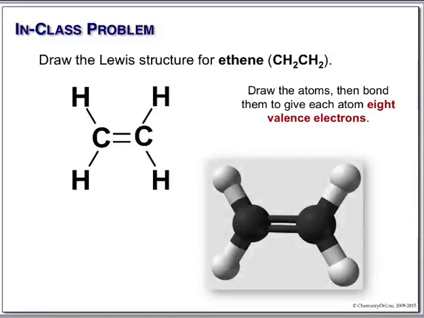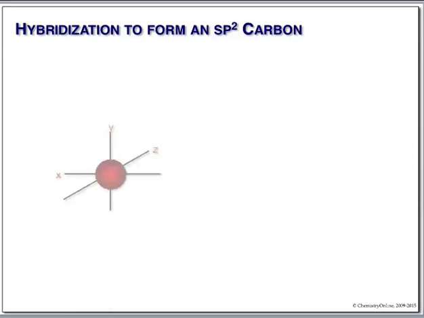These carbons have three groups around them, even though this is a double bond. So this is trigonal geometry. This is what ethene looks like. Here's our carbon-carbon double bond. Once again, this is planar and trigonal. Now, what I'd like to do is to discuss the hybridization that allows this to form.